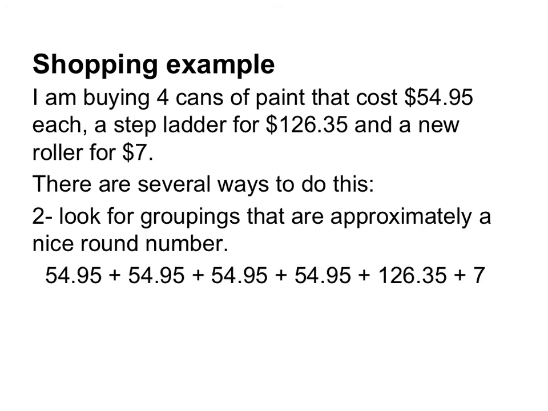So if we look at all of the prices, notice I haven't rounded them yet. I have my 4 cans of paint, my stepladder, and my roller all written out. And now what I can do is start to look for groupings, and I can say, oh, well, if I put these two together, that's about $100 or $110. These two together, that's about $100 or about $110. Then I can group these two together, that's about $130. Maybe 135, but about, right? We're sort of rounding as we group.